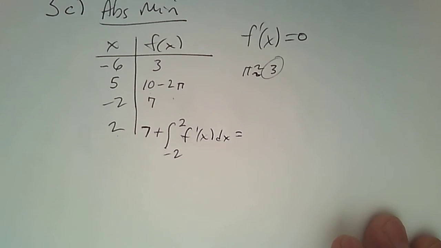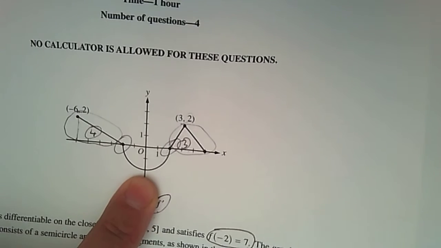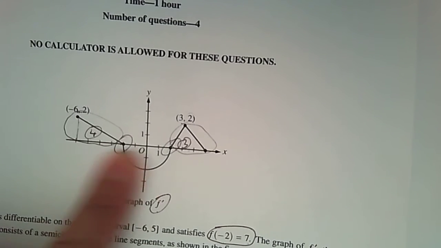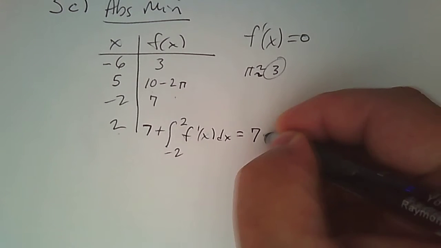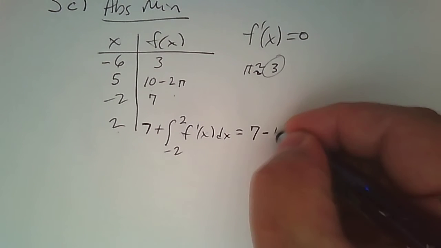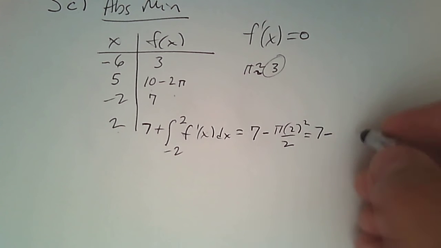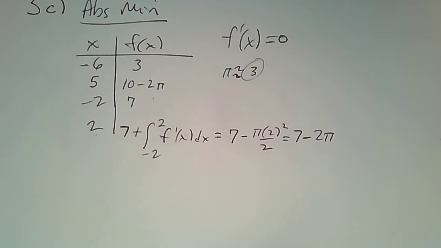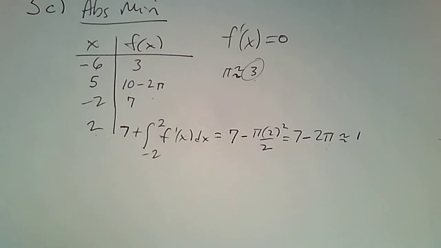So I need to look off the graph from -2 to +2. Well, from -2 to +2 is a semicircle again. So it's just the area of that, and it's negative. So it'd be 7 subtract, because it's negative, pi r squared divided by 2. So that answer is 7 subtract 4 pi divided by 2, which is 2 pi. Remember I said a good estimate for pi is 3? So this would be like 7 take away 6. So approximately that answer is pretty close to 1.